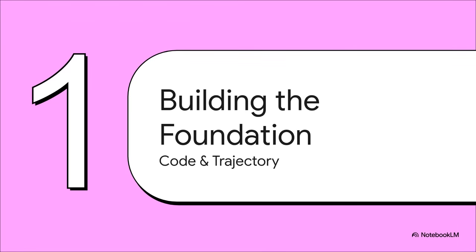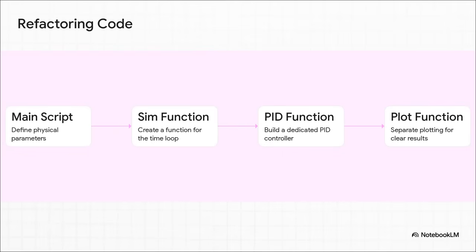All right, Level 1, building the foundation. This is all about refactoring code and trajectory tracking. Look, if you've ever built a simulation, you know the pain. One giant, messy script quickly becomes a total nightmare to manage. So, right out of the gate, we're fixing that. We're splitting our code into dedicated, reusable functions, one for simulation, one for PID calculation, and one for plotting. Doing this upfront makes our drone infinitely easier to modify as the logic gets, well, a whole lot more complicated.